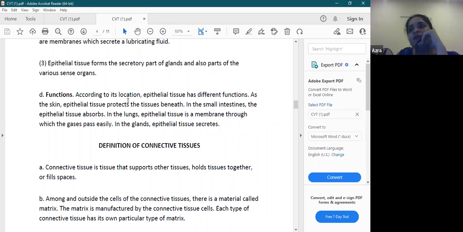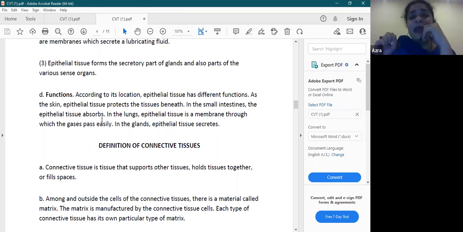According to their location, epithelial tissues have different functions. For example, in the skin, epithelial tissues protect the tissues beneath, meaning behind the tissues. And in the small intestine, epithelial tissues absorb.